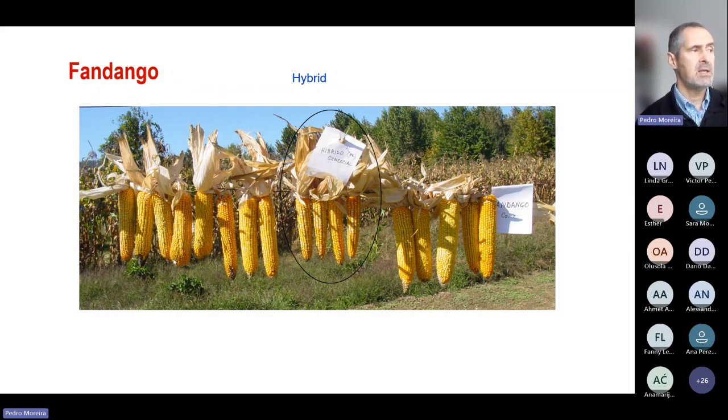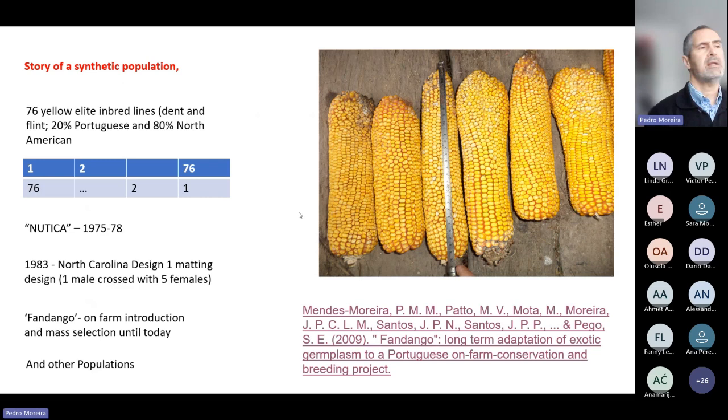So it means that the tip of the ear becomes more flattened. And this was the principle, or the story, of the synthetic population, in which we had 77, but one of them collapsed, so we ended up with 76 yellow elite inbred lines that were dense and clean, and the composition was 20% of the best Portuguese inbred lines and 80% of North American.